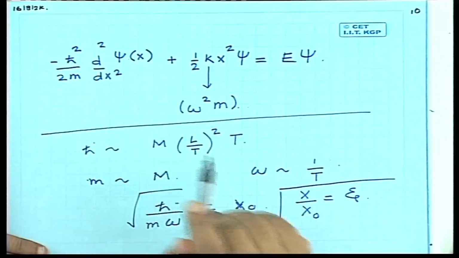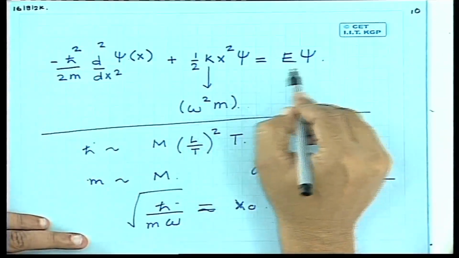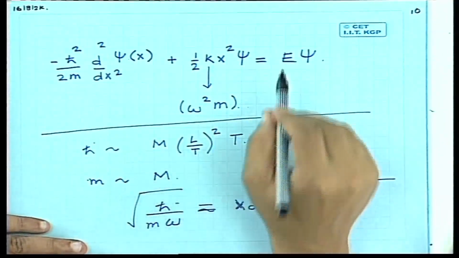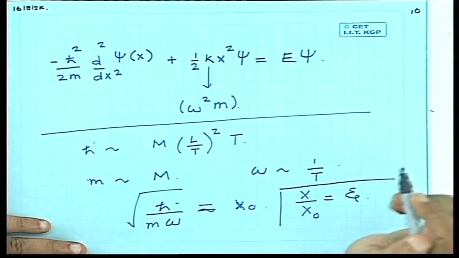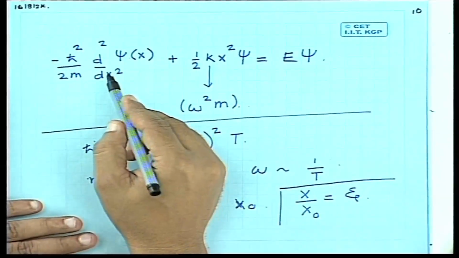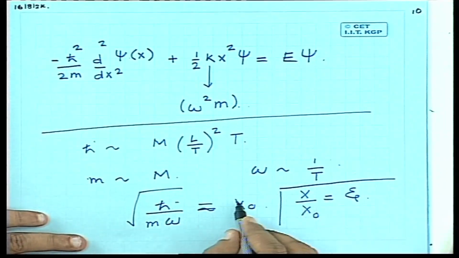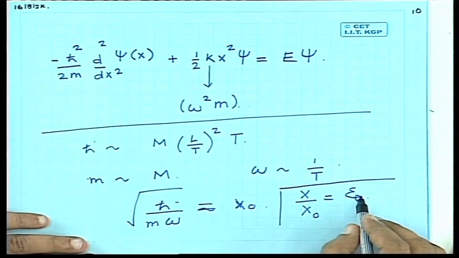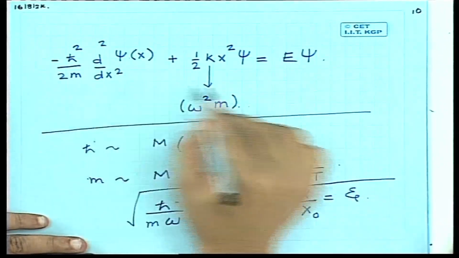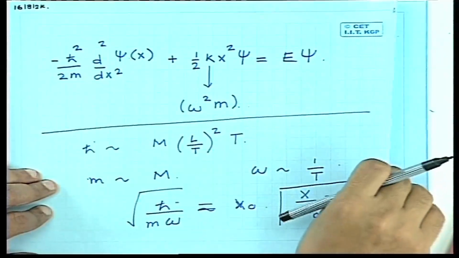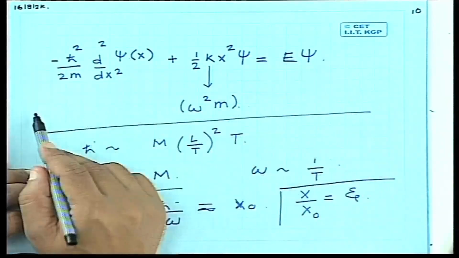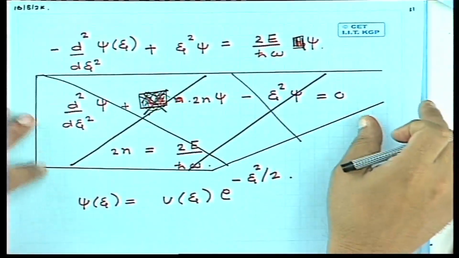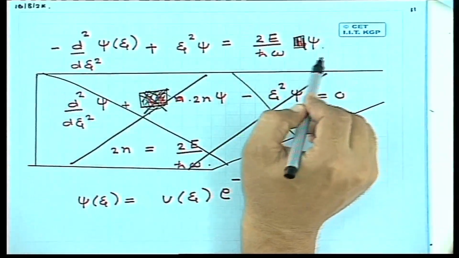This equation was simplified by dividing it throughout by h cross omega and multiplying by 2, which allows us to scale x in terms of some length scale x naught, which is intrinsic to the problem, where x naught is the square root of h cross by m omega, and we defined a xi which is x by x naught and wrote this same equation in terms of xi. So this equation written in terms of xi, as we saw in the last class, was this, the equation over here.